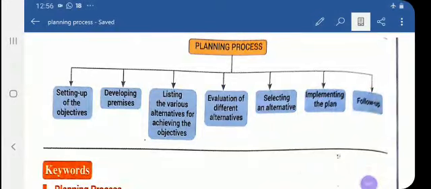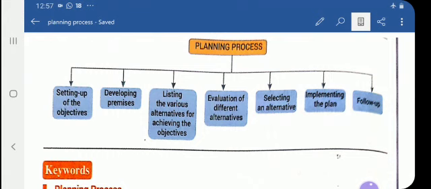Good morning, students. Let us discuss our next topic, that is the planning process, or you can say the steps of planning. Here the 7 steps are listed. First is setting up of the objective, second developing premises, third listing the various alternatives for achieving the objective. Fourth one, evaluation of different alternatives. Fifth, selecting an alternative. Sixth, implementing the plan. And last, not the least, that is follow up.